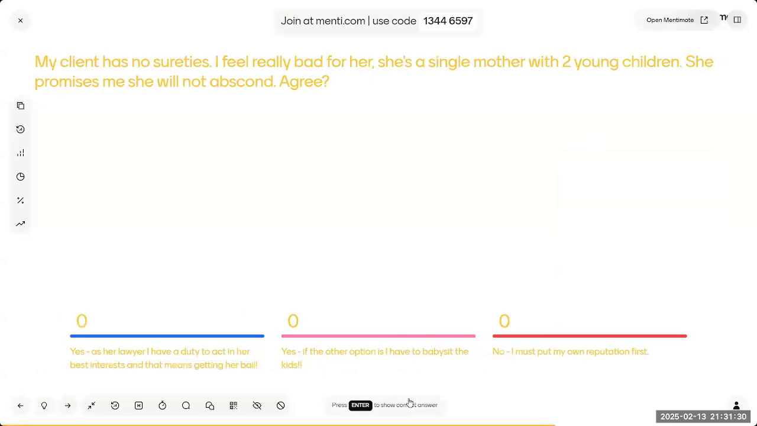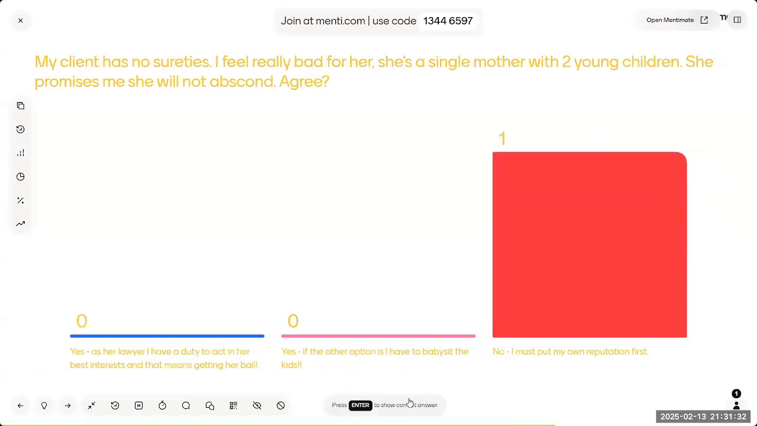My client has no sureties. I feel really bad for her. She's a single mother with 2 young children. She promises me she will not abscond. Should I agree to be her surety as her lawyer? Yes, as her lawyer, I have a duty to act in her best interest, and that means getting her bail. Yes, if the other option is I have to babysit the kids. Yes, I'm going to be a surety. I don't want to babysit her kids. No, I must put my own reputation first. Of course, professionally, the answer is C.